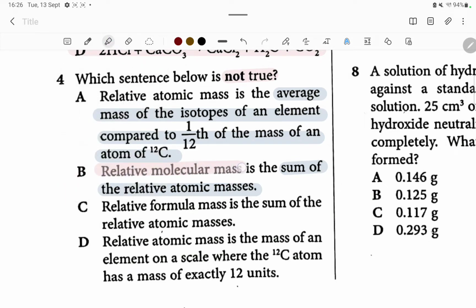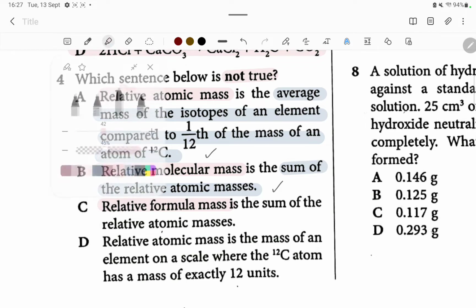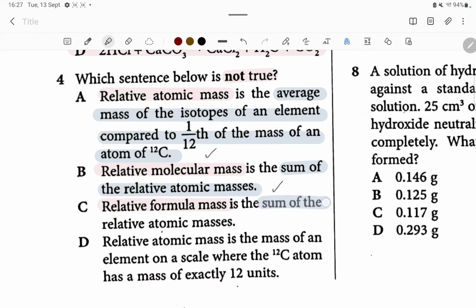Okay. So A correct, B correct. Relative formula mass is the sum of relative atomic mass. Actually still the same, because molecular and formula is more or less the same. When we write a chemical formula, it's basically just the molecule, but some of them it's not the molecule. Because molecule consists of non-metal and non-metal. So this one formula they included the ionic compounds also. So this one is still correct.